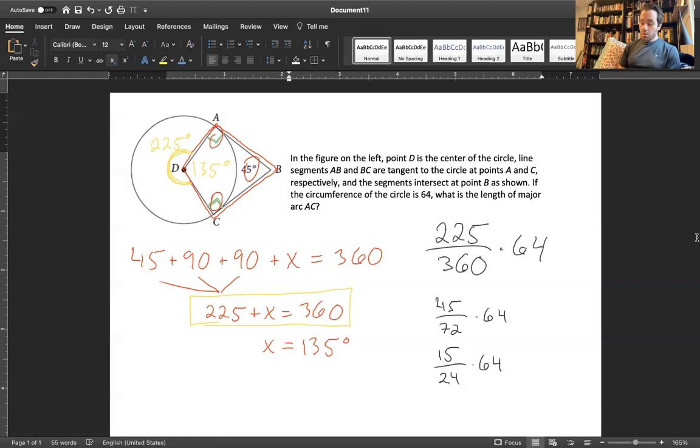Now let's reduce these two. And let's see, that can reduce by 8s. So that'll turn into 15 over 3 times 8. 15 over 3 is 5. Times 8 is 40. So what is the length of major arc AC? It's got to be 40. And there you have it.